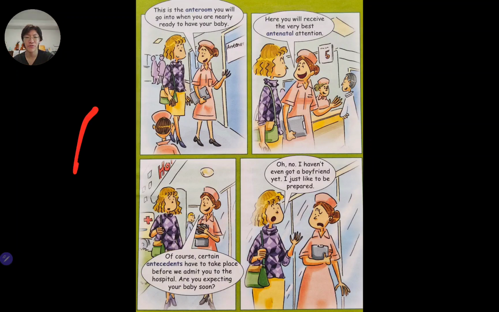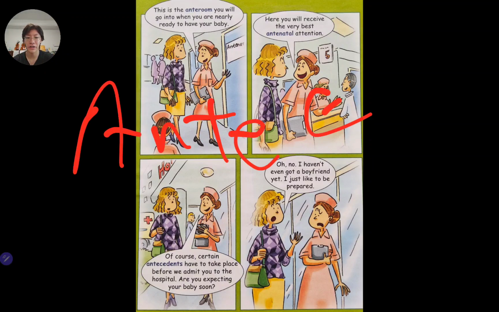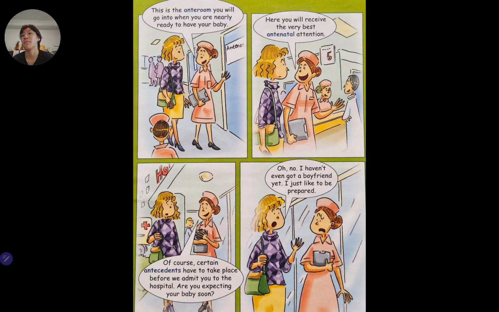Alright, next up we have the word ante. Ante with an E at the end basically means before or in front of something, like you do this before something, as a precaution. Like the anteroom is something you use when you have to wait for something. It's like a preparation room.